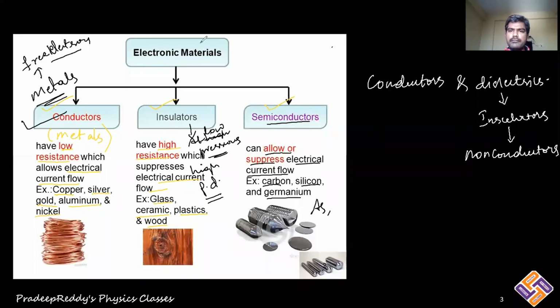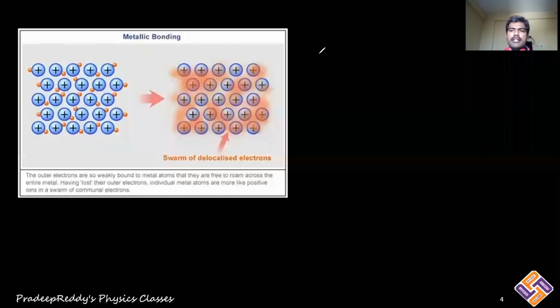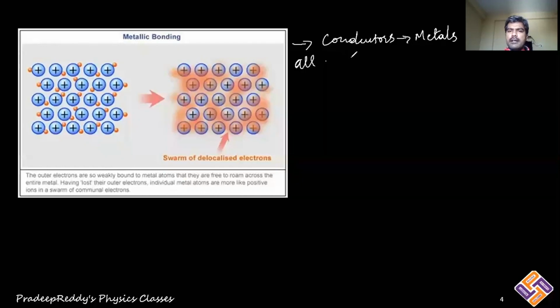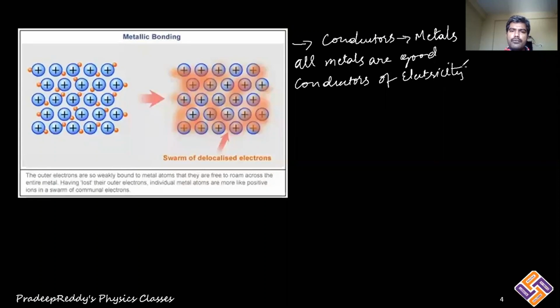electric current in conductors. Students, as I already told you, those materials which allow electric charge to flow are said to be conductors. And conductors are metals. Remember, all metals are good conductors of electricity. They generally allow electric charge to flow.